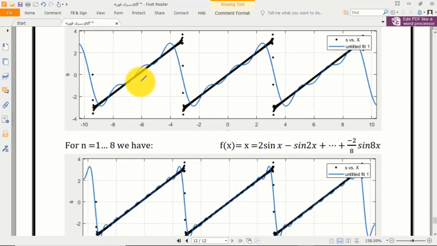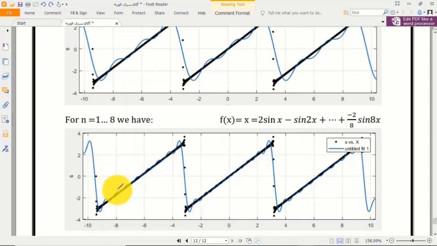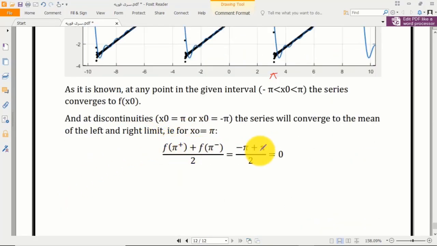How? As the number of terms increases, the Fourier series in the known domain becomes more convergent to the function itself. Additionally, the Fourier series in the domain converges to the main function, and it converges to the average of the left and right side limits in the discontinuous interval. This is the average point, equal to 0. As can be noted, the average of this limit is algebraically equal to 0.